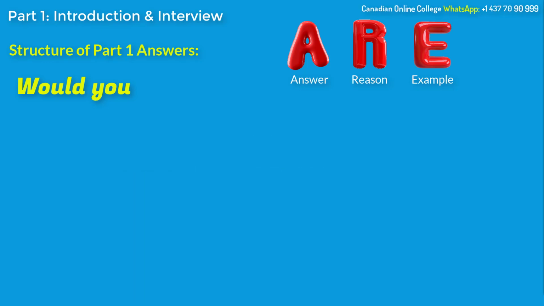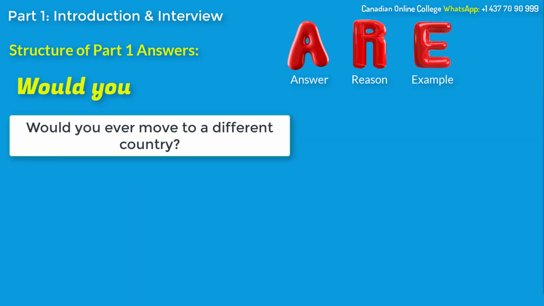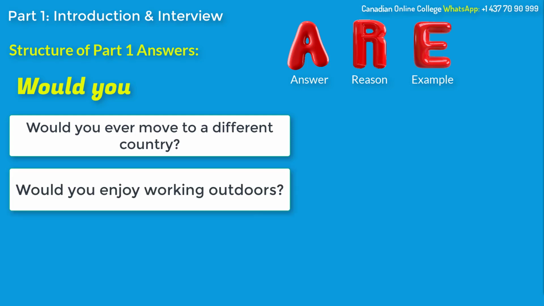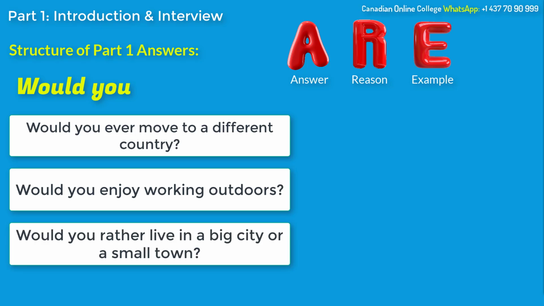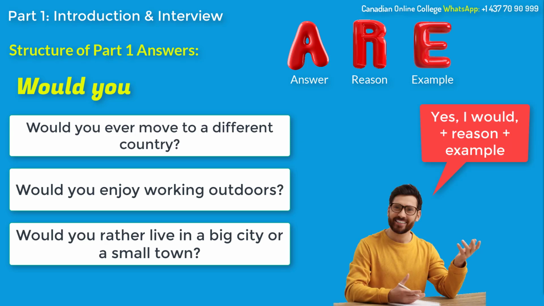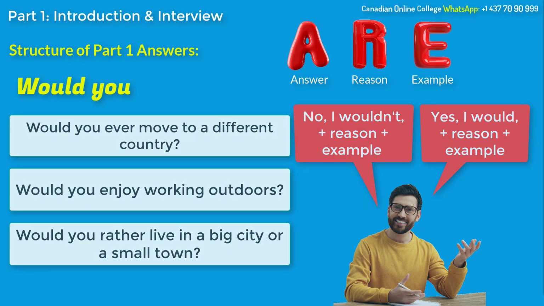Some examples of such questions include: would you ever move to a different country? Would you enjoy working outdoors? Would you rather live in a big city or a small town? To answer these questions, first say, yes, I would, or no, I wouldn't, and then give a reason and example.